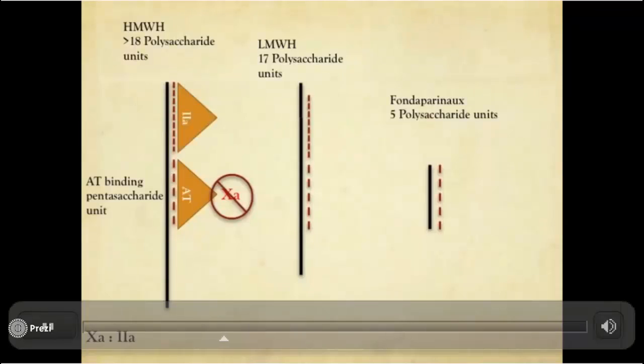As this high molecular weight heparin is a very long molecule, it also tethers the activated factor 2A along its length, and the activated antithrombin inhibits the factor 2A also. As heparin is a very long molecule, it binds both antithrombin and factor 2A so that it inhibits the activity of both activated factor 10 and activated factor 2 in almost equal ratio, that is 1:1 ratio.